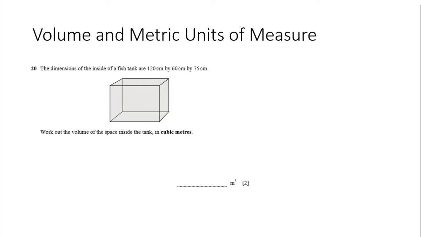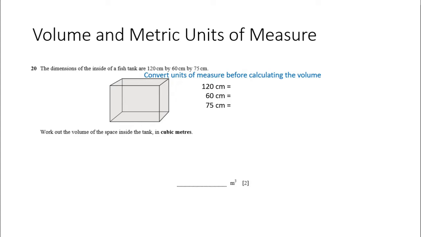Next question is a volume and metric units of measure question. And I can guess at what you guys have done wrong here. They gave you the length, width, and height in centimeters, and then they asked you for the volume in cubic meters. The first thing you should be looking at is what are the units of measure for my answer, and make sure you've got the right units of measure for the values you're going to use to calculate that answer. So convert units of measure before you calculate the volume.